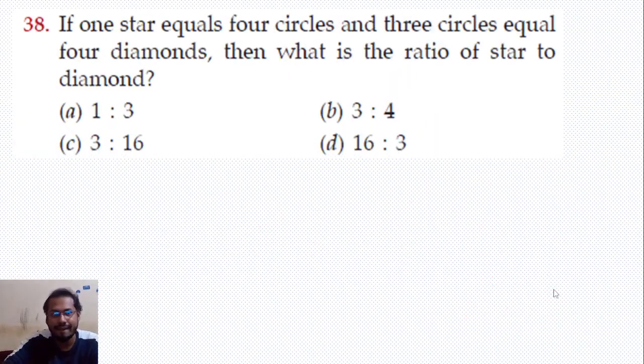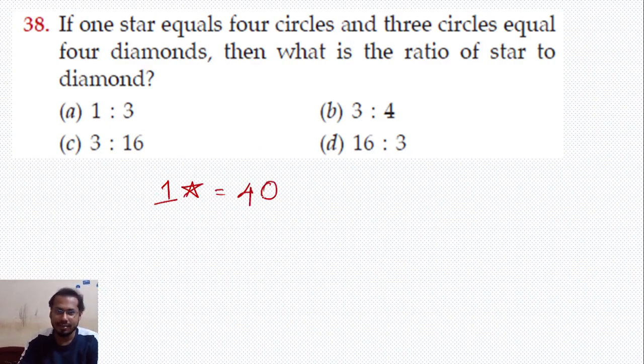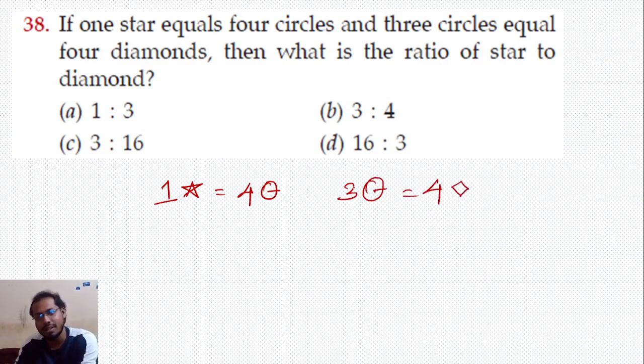Clear? Next question. If one star equals 4 circles and 3 circles equal 4 diamonds, then what is the ratio of star to diamond? One star is equal to 4 circles. This is circle. And then 3 circles is equal to 4 diamonds. Then what is the ratio of the star to diamond?